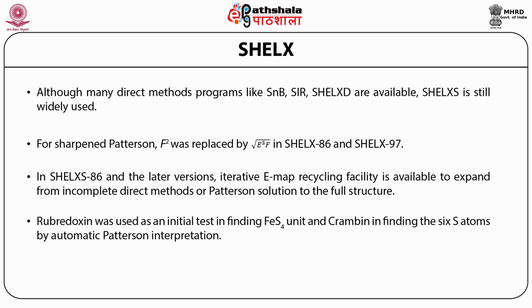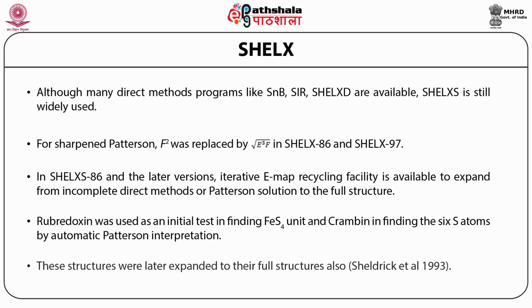Rubredoxin was used as the initial test in finding the FeS4 unit, and crambin in finding the 6 sulfur atoms, by automatic Patterson interpretation. These structures were later expanded to their full structures also. Detailed publications are available.